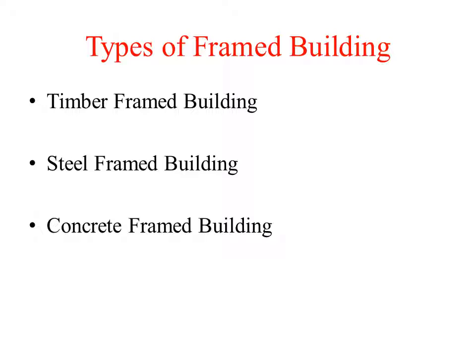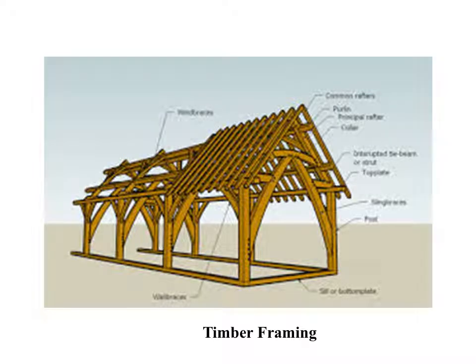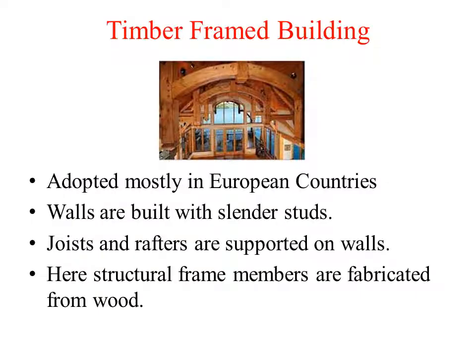Moving on to the different types of framed buildings based on the materials used. The first being timber framed buildings, second is steel framed buildings, and third is concrete framed buildings. This is the figure showing timber framing. Moving on to the first one, that is timber framed buildings. It is usually adopted in European countries and not common in India.